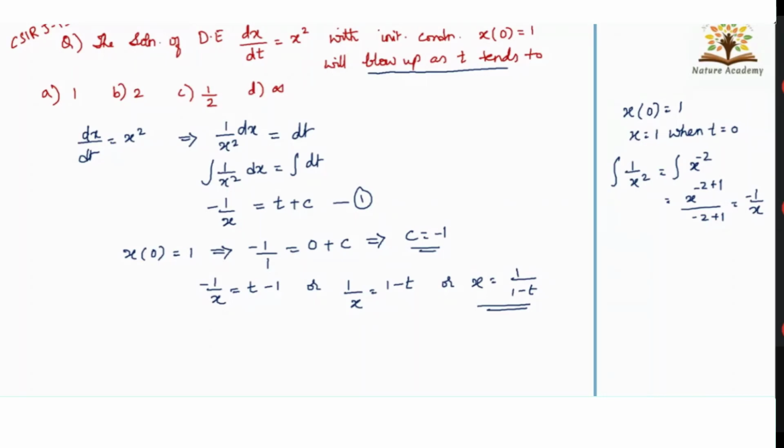Now the question was, what is the value of t when x is increasing? X is increasing means how much can it increase? It can increase up to infinity, right? So when they say blow up, they mean infinity actually. So when x tends to infinity, what is the value of t they are asking? Now for x to become infinity, my denominator should be 0. So 1 minus t should be equal to 0, or t is equal to 1. So when is x becoming infinity? When t is 1. So the answer for this question is A.